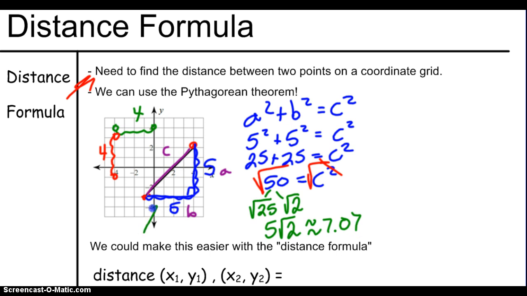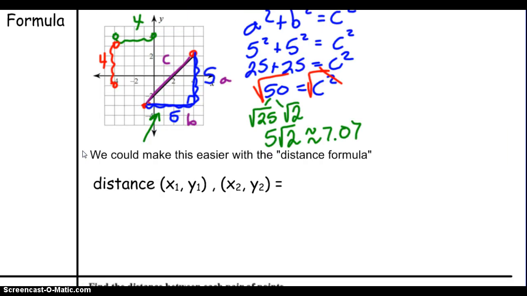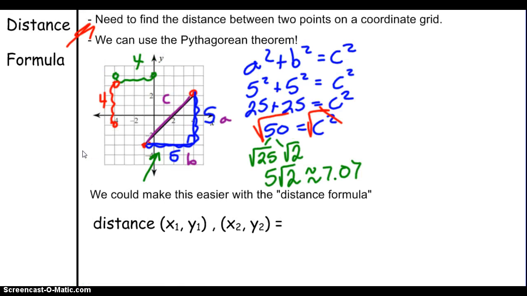Now, counting the grid marks like we just did before is pretty easy if you've got a graph in front of you. But what if we've got problems like this, like 15, where they just give us 2 points and there's no graph? Well, we can solve that by using something called the distance formula. Here's how the distance formula works.